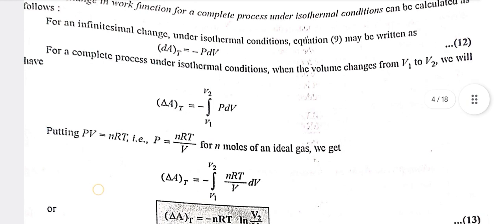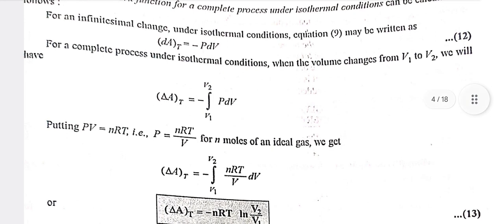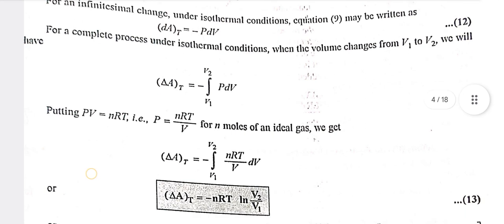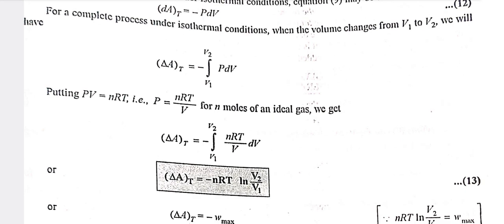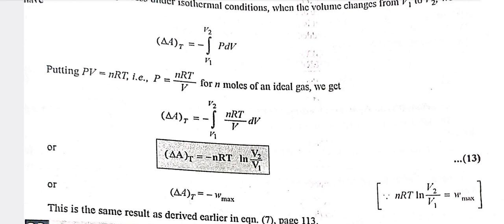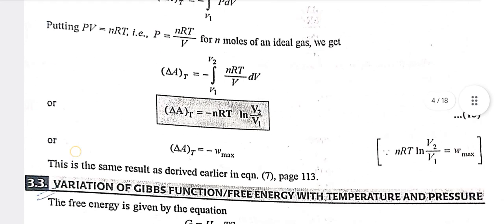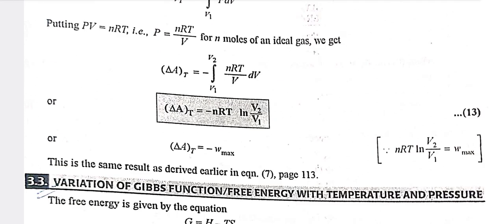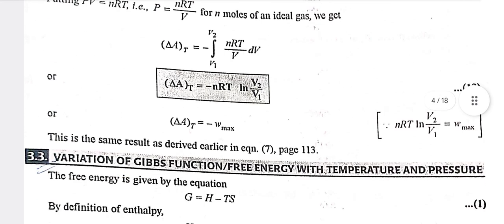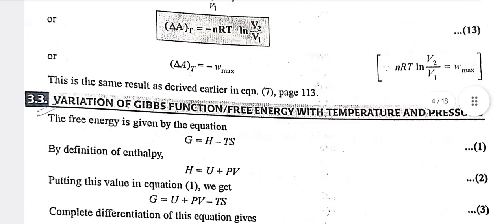For a complete process under isothermal condition, when the volume changes from V1 to V2, we will have del A is equal to minus integration V1 to V2 of PdV. Putting PV equal to nRT, P equal to nRT by V for n moles of an ideal gas, we get del A is equal to minus integration from V1 to V2 of nRT by V dV. Del A is equal to minus nRT ln V2 by V1. Del A is equal to minus W max.